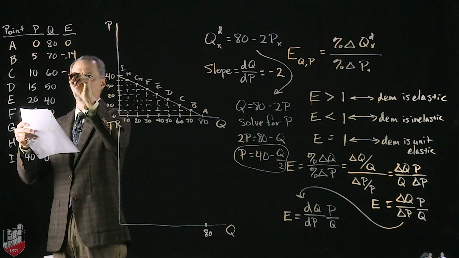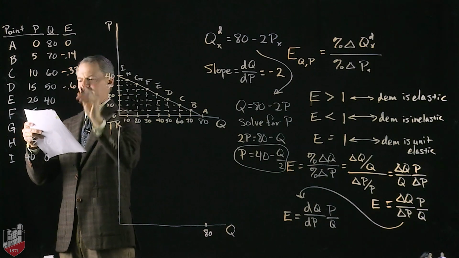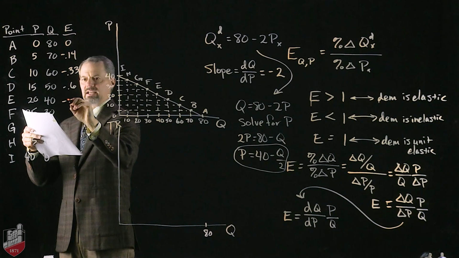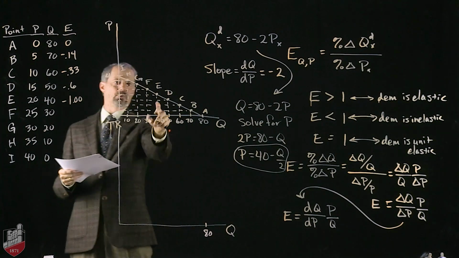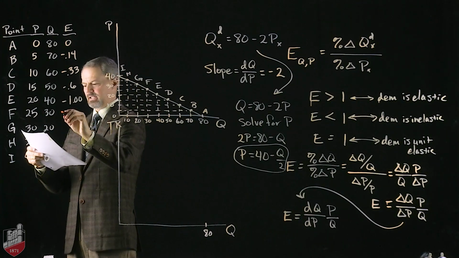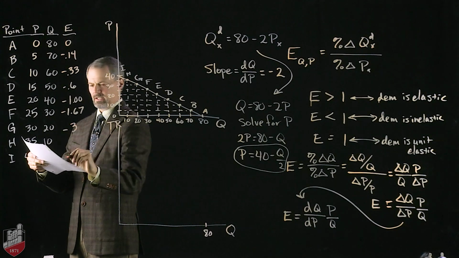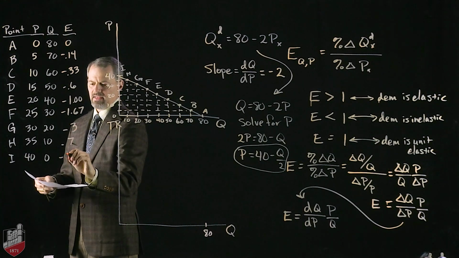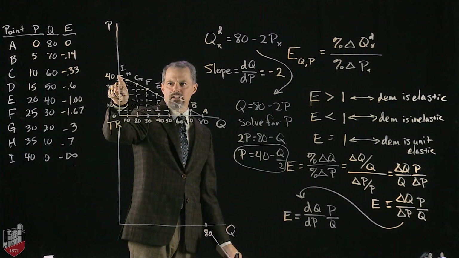It's -0.33, -0.6, -1.00. That happens right there at point E. And then -1.67, -3, -7.